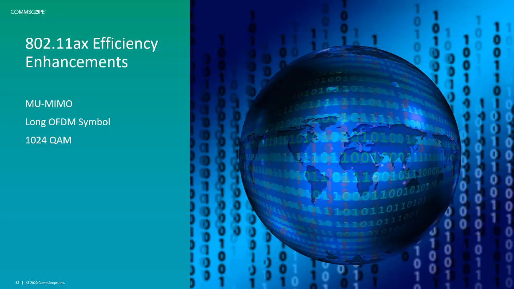So in summary, 802.11ax has two forms of multi-user capabilities, with OFDMA and the use of MultiUser MIMO. Long OFDM symbols will increase efficiency in outdoor deployments, and the new 1024 QAM symbol has been added to the Wi-Fi toolbox.